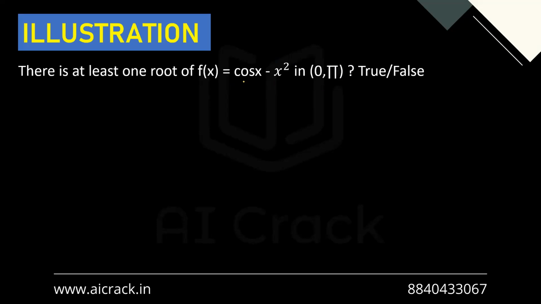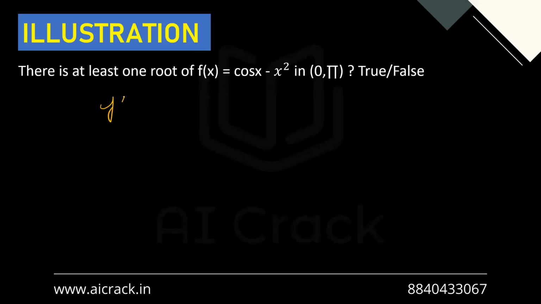So the first thing is, we know that cos x is always continuous, right? And x square is a polynomial function which is also always continuous. So addition, subtraction, multiplication, division of two continuous functions is always continuous, right? Except for a particular division case. But in case of addition or subtraction, it's always going to be continuous in case the two functions are continuous. Okay. Now we have proved that f(x) is continuous.